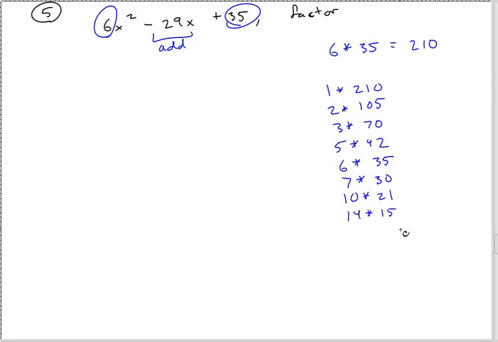How do you know when to stop? Well, basically, you see how we're going down, right? And then eventually you're going to hit the same kind of number where there's nothing else left, and then you would continue all the way back up. So that's all of the factors of 210. Not prime factors, they're just factors. Okay, anyways, which of these is going to add to the 29?